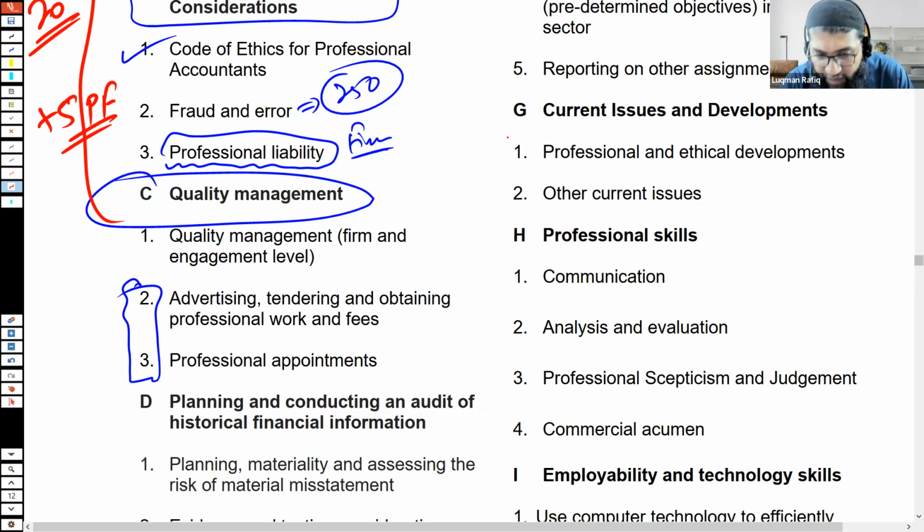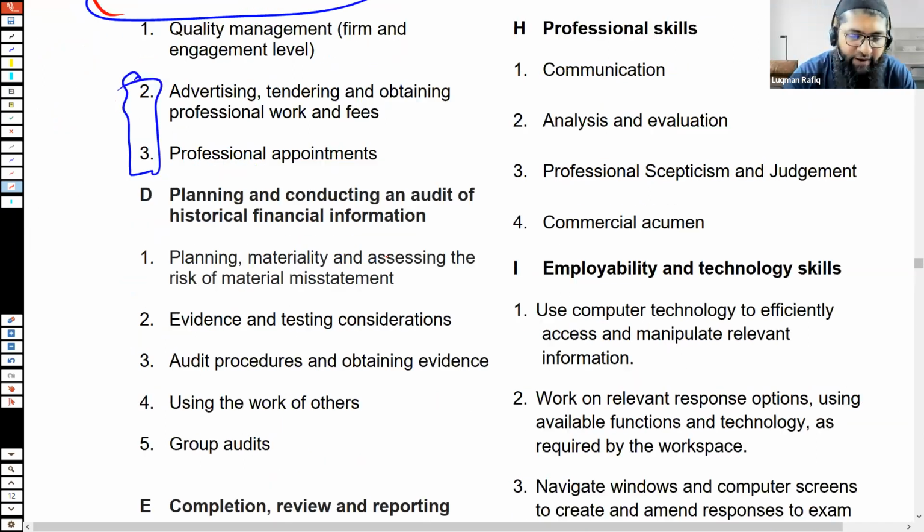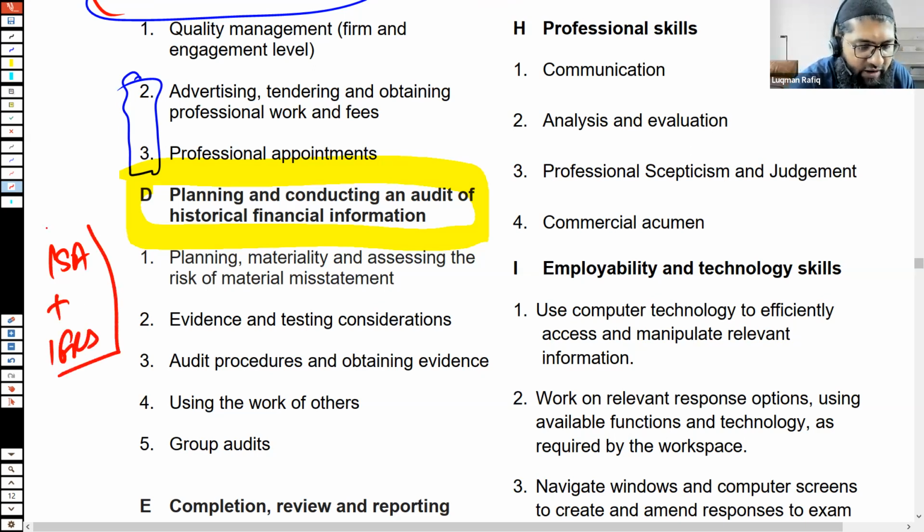Then if I move a bit forward and take you through the next aspect, there is planning and conducting the audit of historical financial information. What is this? This would mean the application of all the ISAs, plus the application of all the IFRS in a given situation. It's not just the application of ISAs, it's the application of all the accounting standards in a given situation.